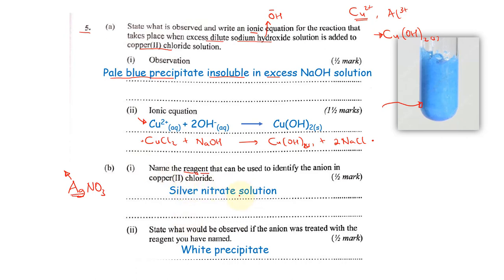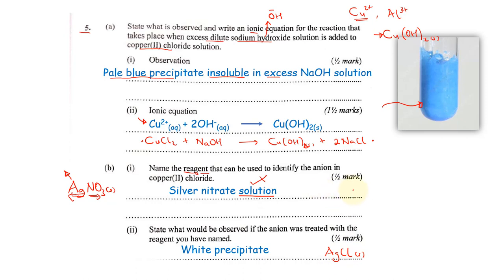Here the keyword solution is important. We can also have silver nitrate as a solid, and in this case it will be less useful because we don't have the ions free. So you have to be specific. Our reagent is silver nitrate solution. What is observed? A white precipitate due to the production of silver chloride.